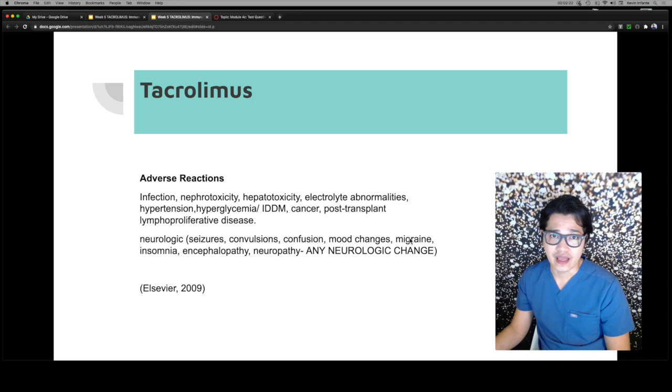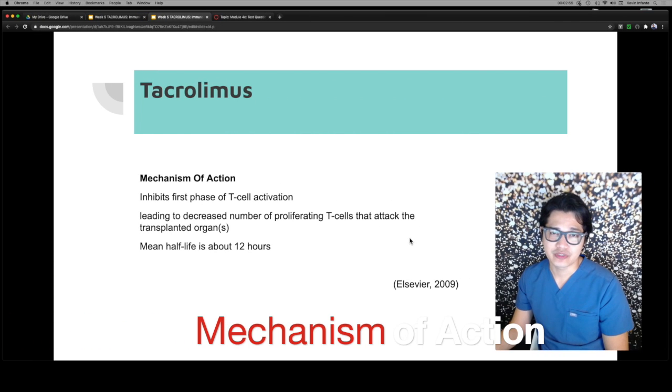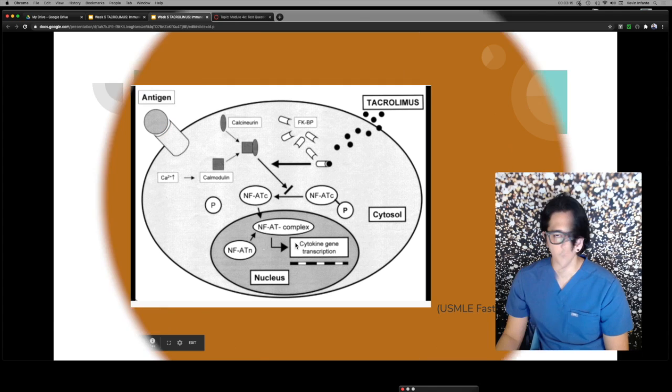Neurologic adverse effects include seizures, convulsions, confusion, mood changes, anywhere from migraines to insomnia, encephalopathy, and neuropathy. The mechanism of action for tacrolimus is the inhibition of the first phase of T cell activation, leading to decreased number of proliferating T cells that attack the transplanted organ. The mean half-life of the drug is about 12 hours.